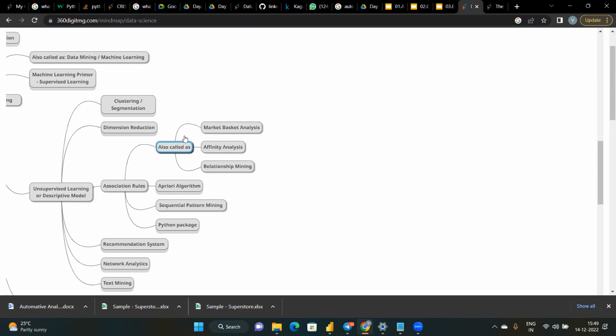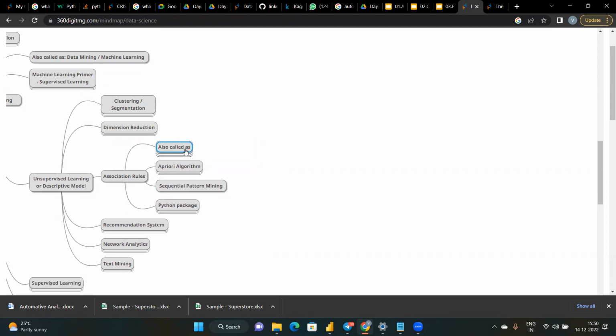Association rules is mining. It finds interesting statements that help show the probability of relationship between data items within large data sets in various types of databases. The relationship between the data items within large data sets, that is the reason it is called market basket analysis, affinity analysis, and relationship mining.